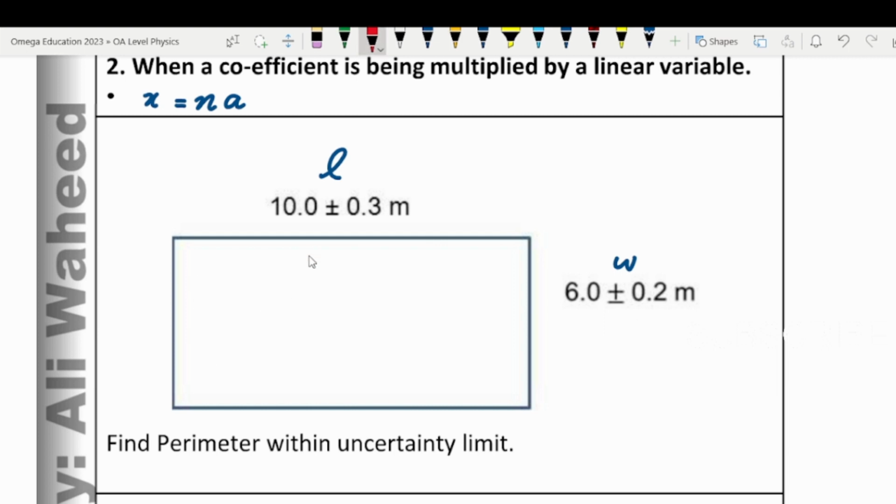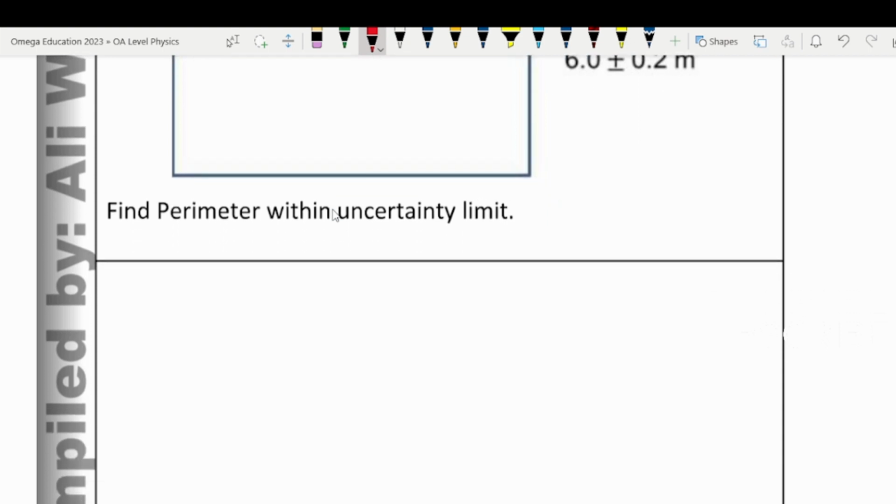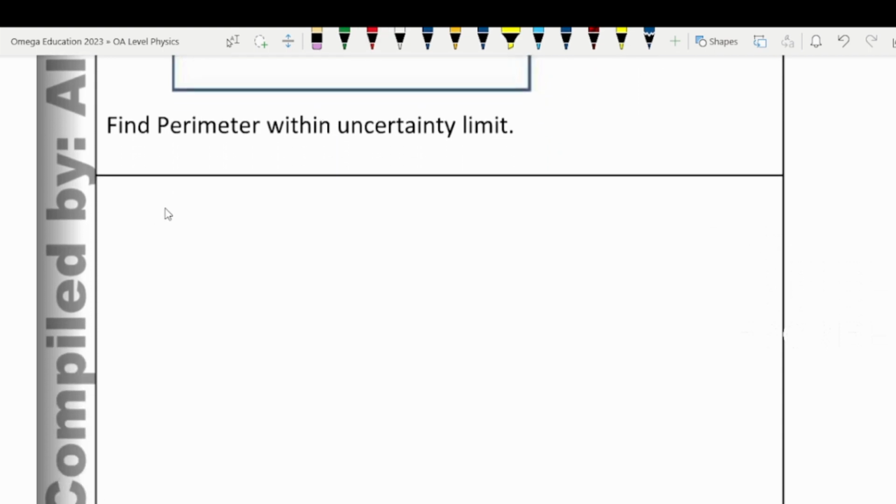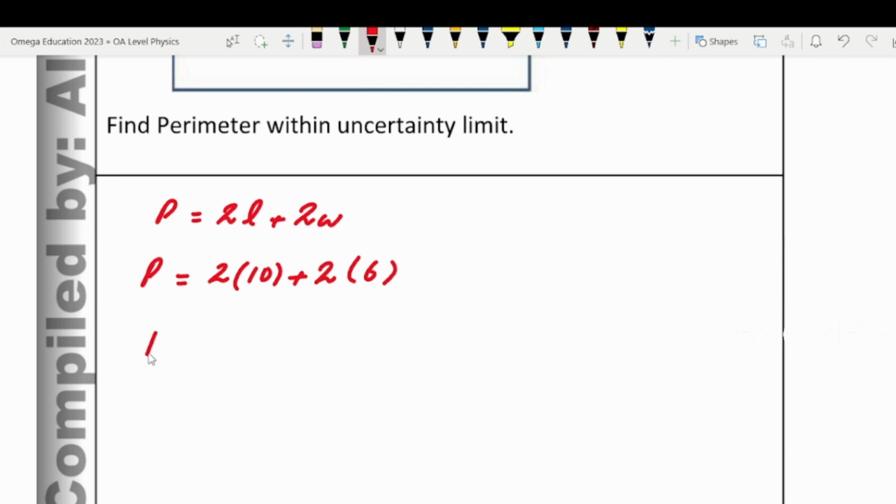So first of all, let us find the perimeter. Let us find the principal value of the perimeter first. For that one, we can simply use the formula. We have perimeter equals 2 times length plus 2 times width, or you can take 2 common. And that equals 2 times the length, which was 10. I just copied the values from there. And the width was 6. Then you hit it on the calculator as it is.